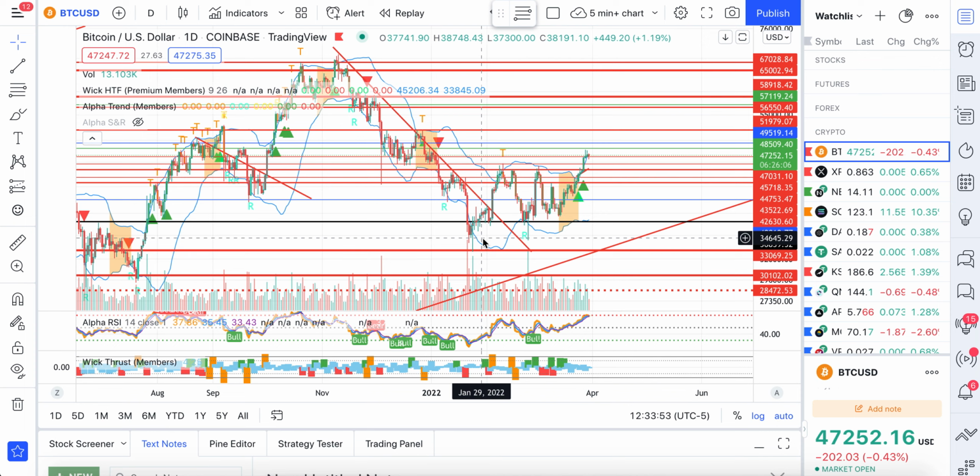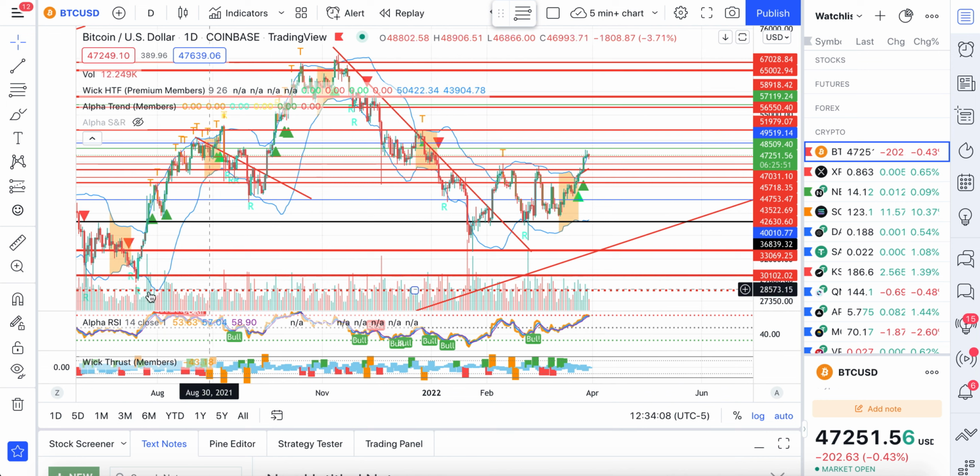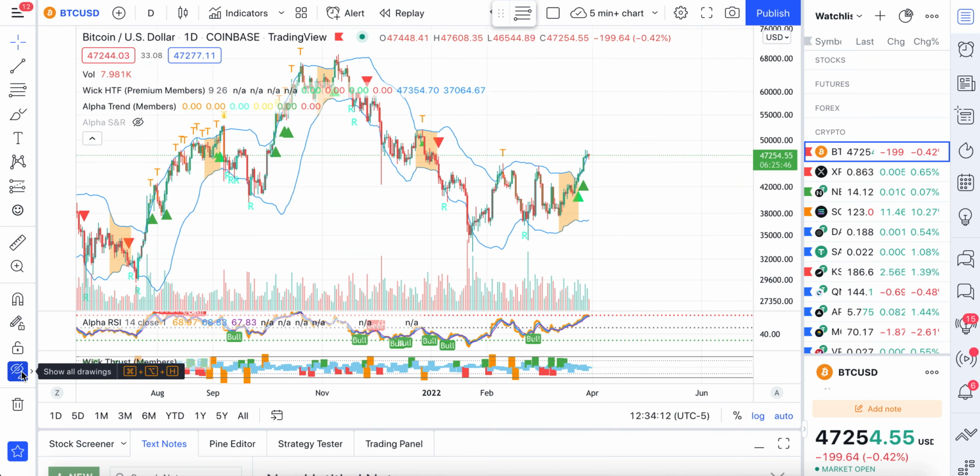So for today's topic of the video, we're going to be going over my charts and my indicators, so the charting I use and the indicators I like using. First things first, let me take these support and resistance lines off of my chart so you can get a clearer picture of everything.